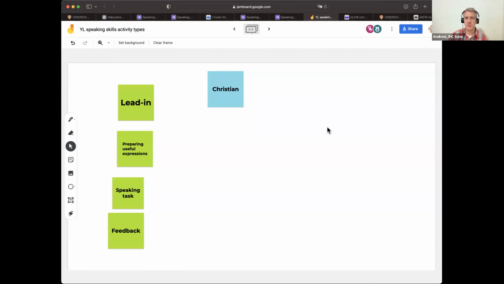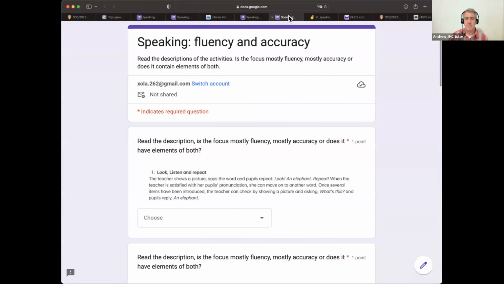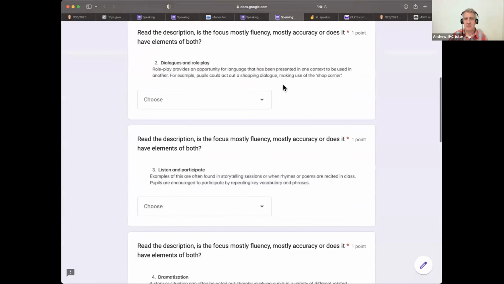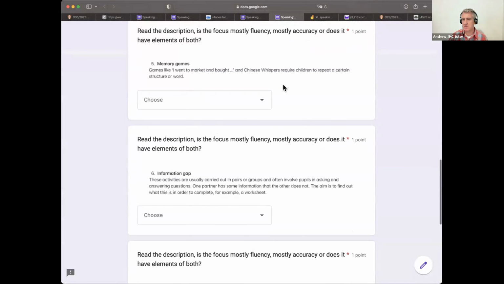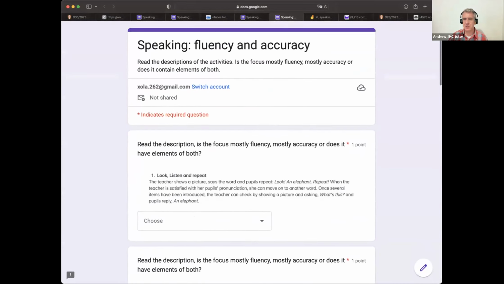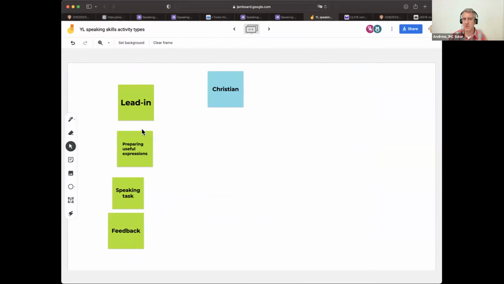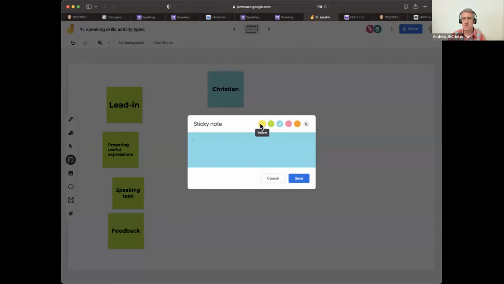So I'd like you to choose one of these activities and build a lesson around it, a speaking lesson around it. Just say briefly what you would put in each of these stages. So let me put some stickies on the board here.